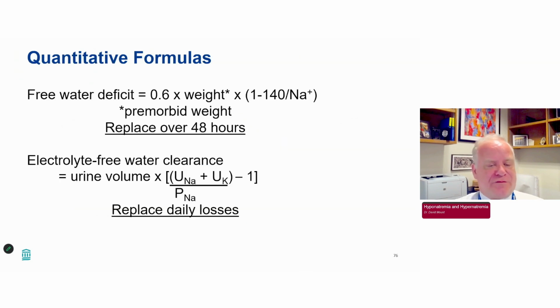There are some quantitative formulas. Both of these are important, just to get some idea of how much the water deficit is, but also to look at the electrolyte-free water clearance. And the classic error is somebody, say, with lithium-associated nephrogenic DI, where people forget that this patient is putting out several liters of excess free water per day, and you need to replace that on a daily basis as well as replace the deficit.